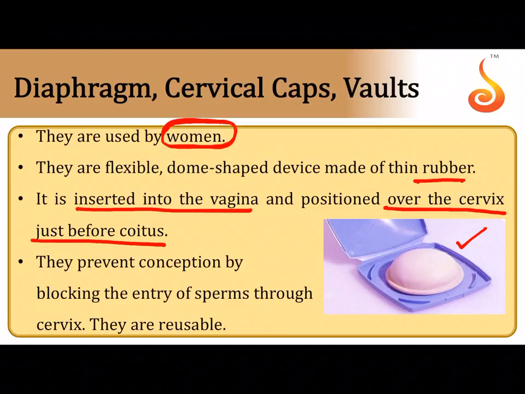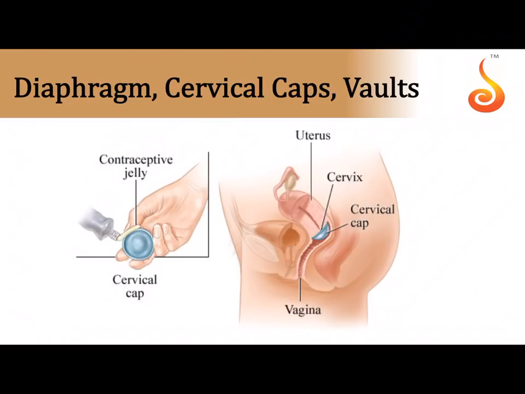They prevent conception by blocking the entry of the sperm into the cervix. And they are reusable. Of course, a lot of hygiene has to be maintained. So let us see how the diaphragms or the cervical caps are placed. Here you can see a cervical cap and notice how it is closely fitted into the cervix, isn't it? It sits as a cap very snugly fitted on the cervix, and obviously here when the sperms are liberated into the vaginal canal, they are blocked over here, they cannot enter into the cervix.